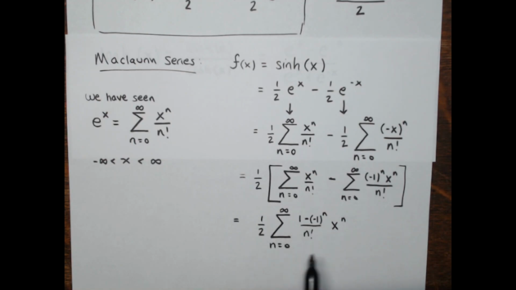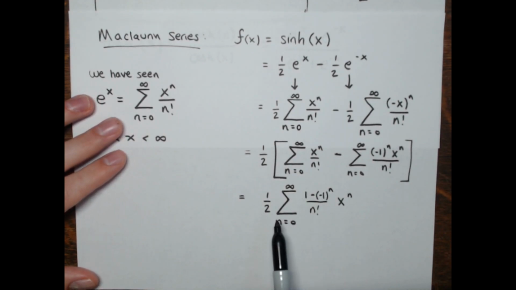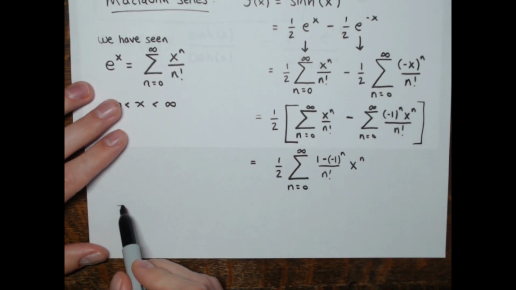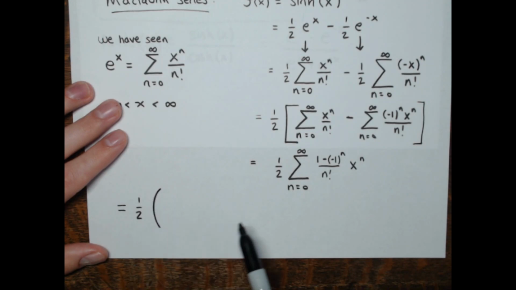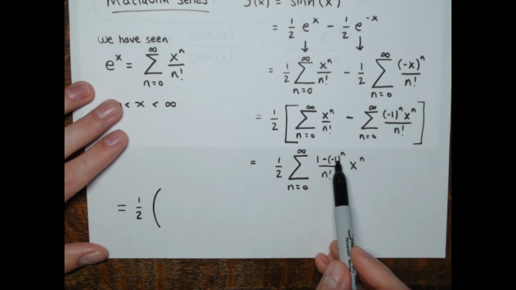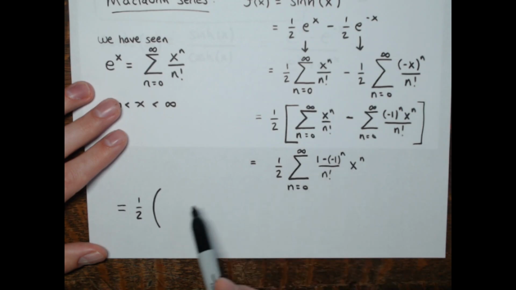Now, look at what happens when I write out the first several terms of this. And I'm going to put the half in after, but this will be half of the quantity. Now, when n equals 0, you'd have 1 minus negative 1 to the 0, and negative 1 to an even power would be 1. So 1 minus 1 is 0, so you get 0 for the first term.